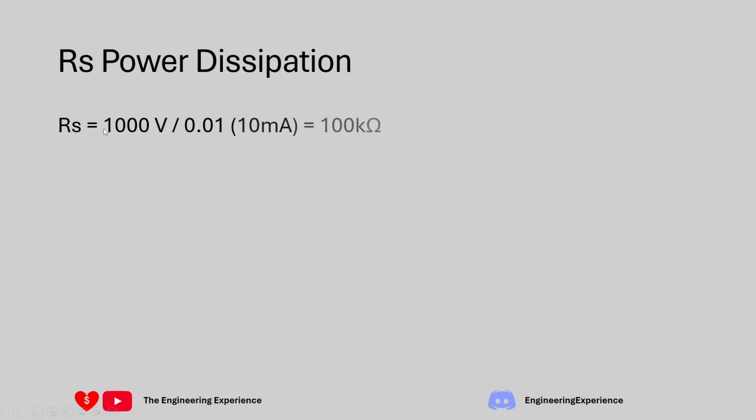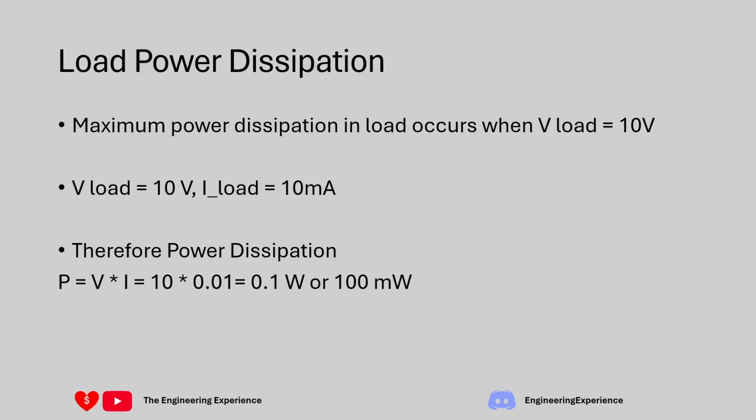So we have our RS from the previous slide, and we can calculate the power dissipation of the resistor with the I squared R equation we spoke about before. Now we know I, so that's 0.01, and we know R, which is 100 kilo ohms. If we plug in our I and R into this equation, we get a power dissipation of 10 watts for the resistor. The load power dissipation is a little bit easier to calculate, because we know the current and we know the voltage. So we can use P equals VI, and we are going to get maximum power dissipation when V is at maximum, because the current is fixed at 10 milliamps. Therefore, plugging the numbers into P equals VI, we get a power dissipation of 100 milliwatts.